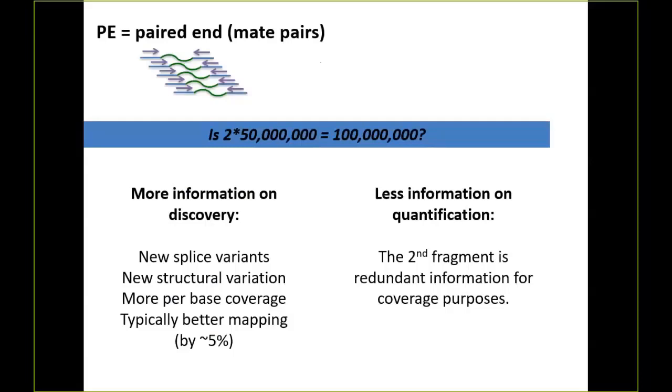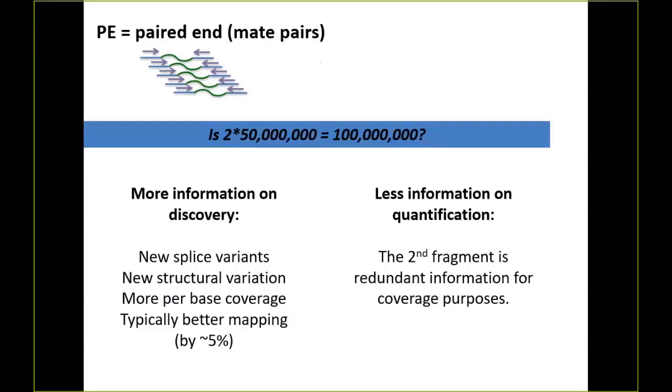On the other hand, it's not really useful if I'm quantifying. So if all I want to do is quantify the number of reads of my favorite gene, if paired end 1 maps to my favorite gene, and then paired end 2 maps to my favorite gene, what additional information did I get from paired end 2?